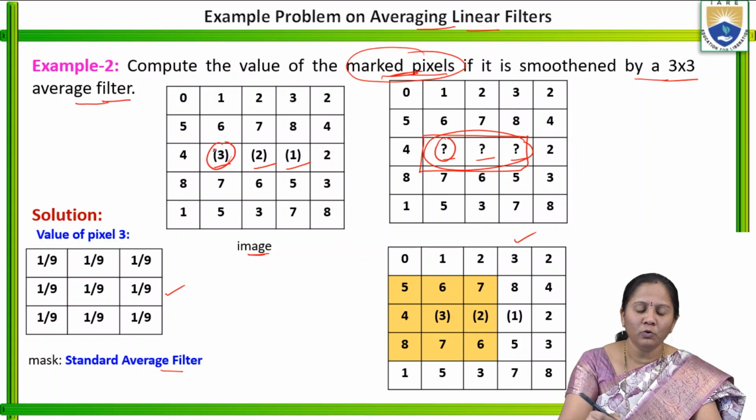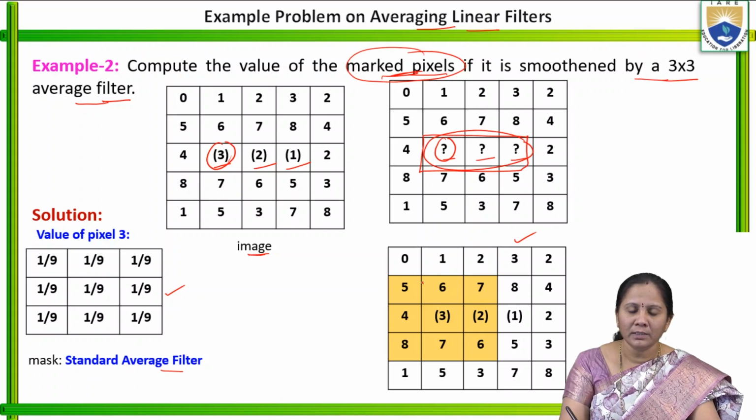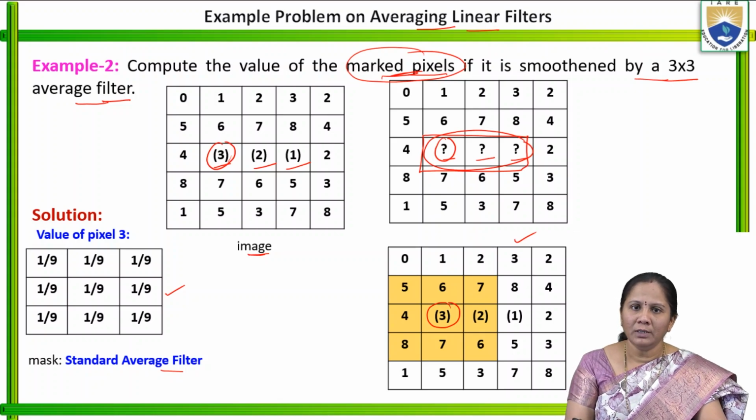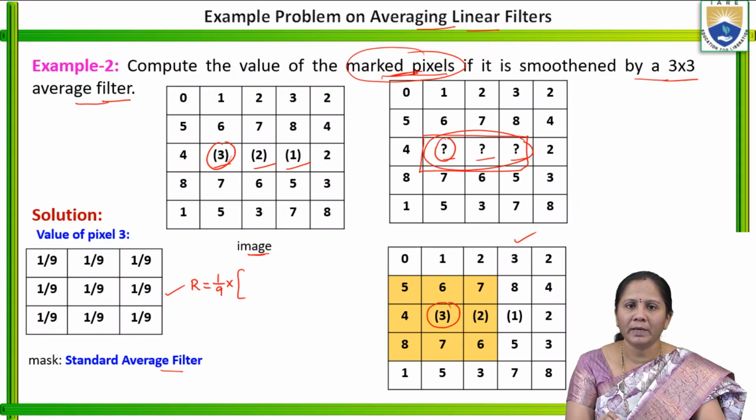So in order to find the new pixel value of 3, we have to place this mask on the image such that the 3 becomes the center pixel. So if you place the mask here, then only this 3 will become the center pixel. As usual, same as the previous problem, we have to find the new value in the output image for 3. So here all the weights are 1/9. If you take 1/9 common, the weights will become 1.